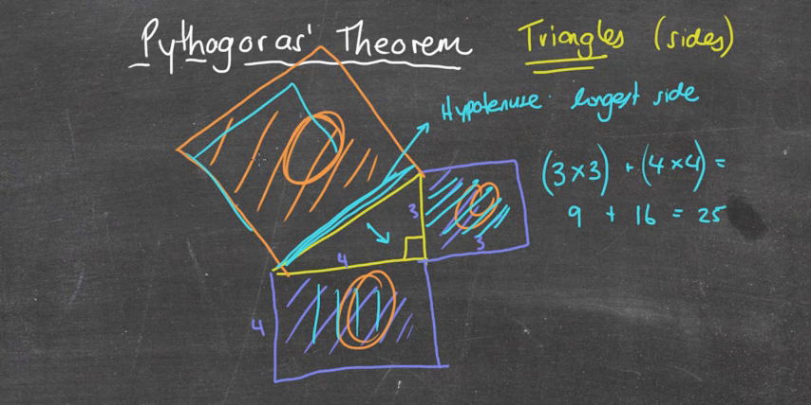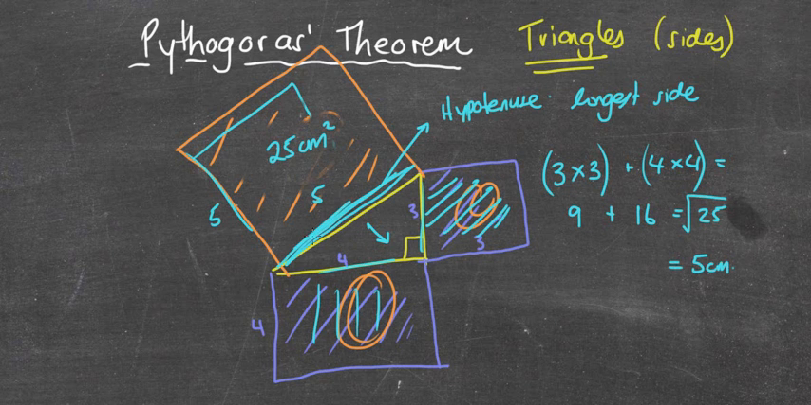So if the area of this particular square was 25 centimeters squared, then what would the side of that square be? Hopefully you would recognize that a square with 5 by 5 makes 25. If you weren't sure, what you could do is square root it, and that would give you a length of 5 centimeters. So using the two smaller sides, I've been able to find the length of this bigger side here.